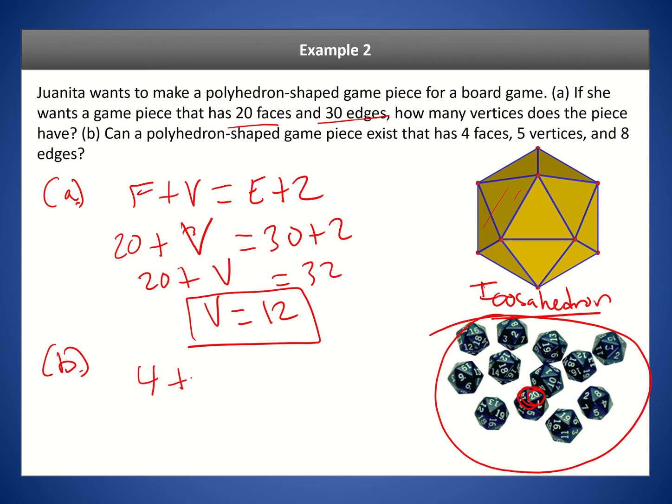We have 4 faces plus 5 vertices, F plus V, and that should be equal to the number of edges plus 2. Well, we have 8 edges, and 8 plus 2 is 10, while 4 plus 5 is 9. So this cannot exist, because it fails Euler's formula. So the answer is no. It cannot be a polyhedron that would exist with those characteristics.